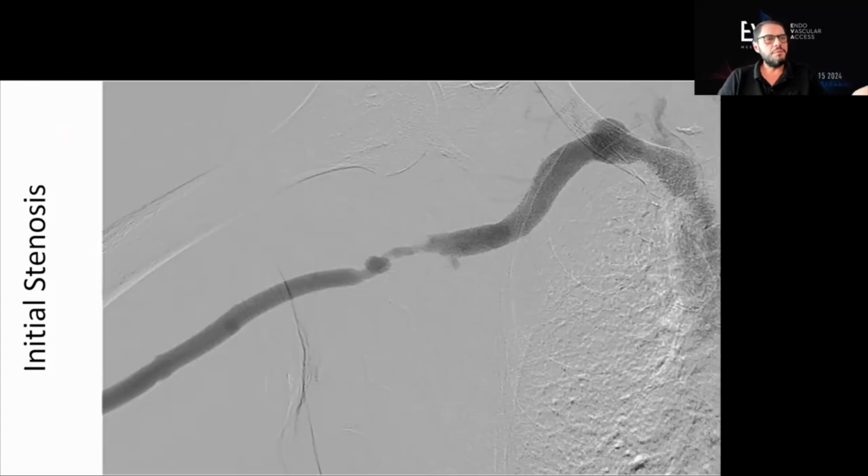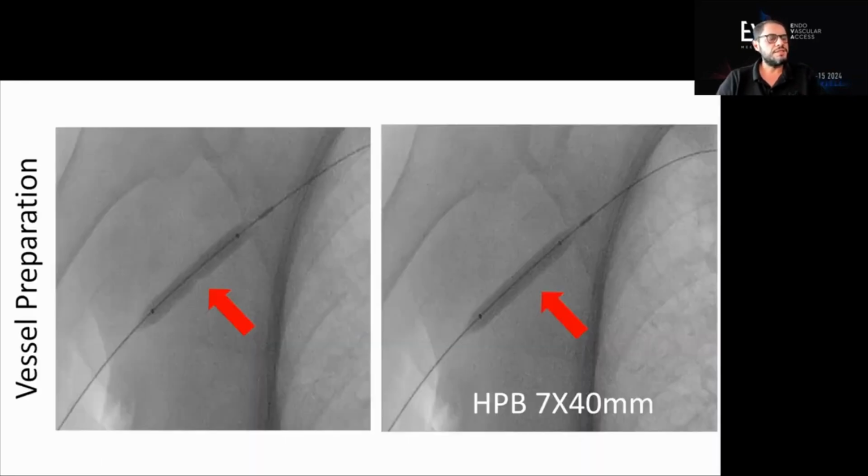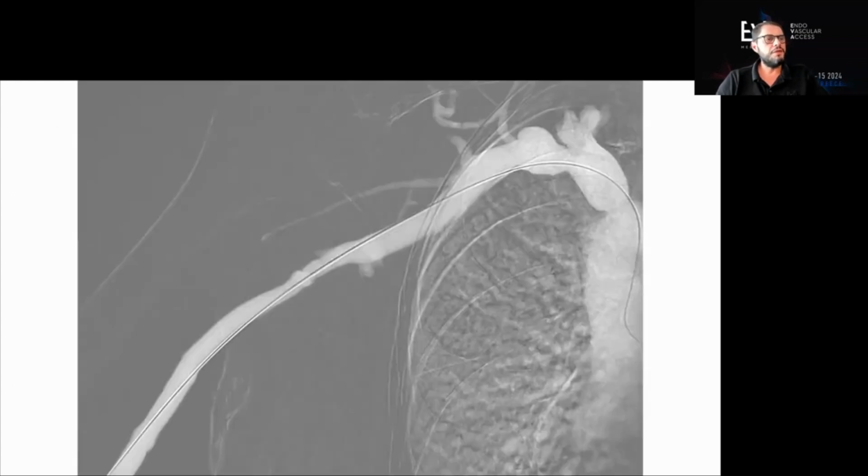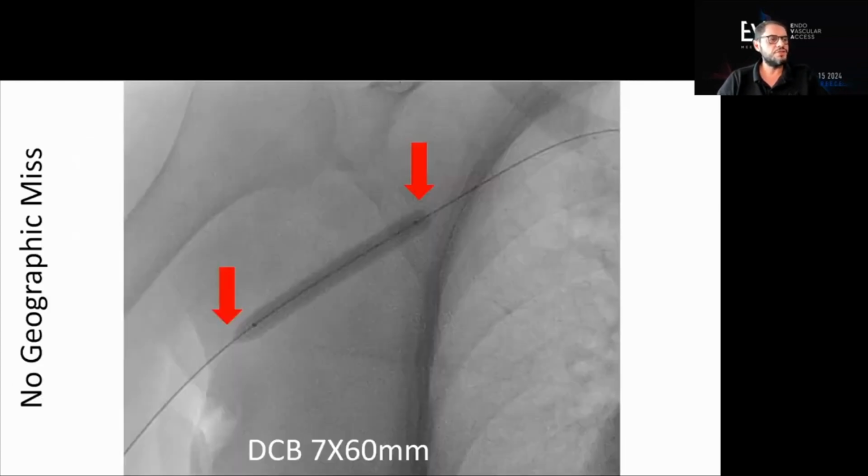So another important thing is how we perform pre-dilation and how we make sure that we cover the pre-dilated area with our drug-coated balloon. So you see here the initial stenosis that receives vessel preparation with a high pressure balloon 7/40. You see the results, less than 30% residual stenosis. So then we introduced a drug-coated balloon 7/60. So the high pressure balloon was a 7/40.